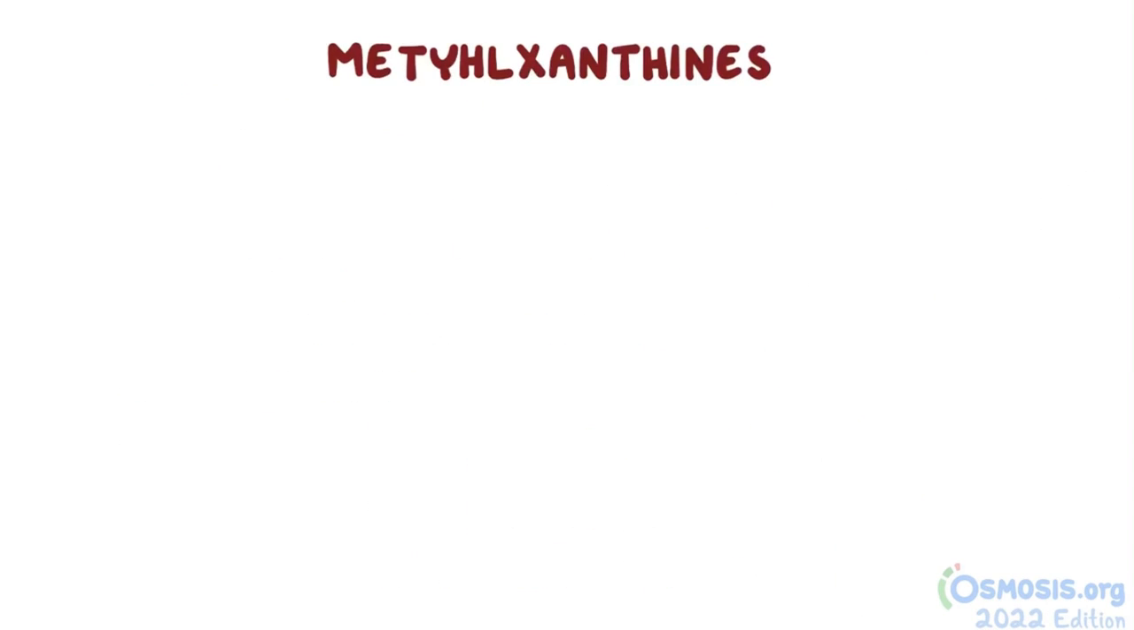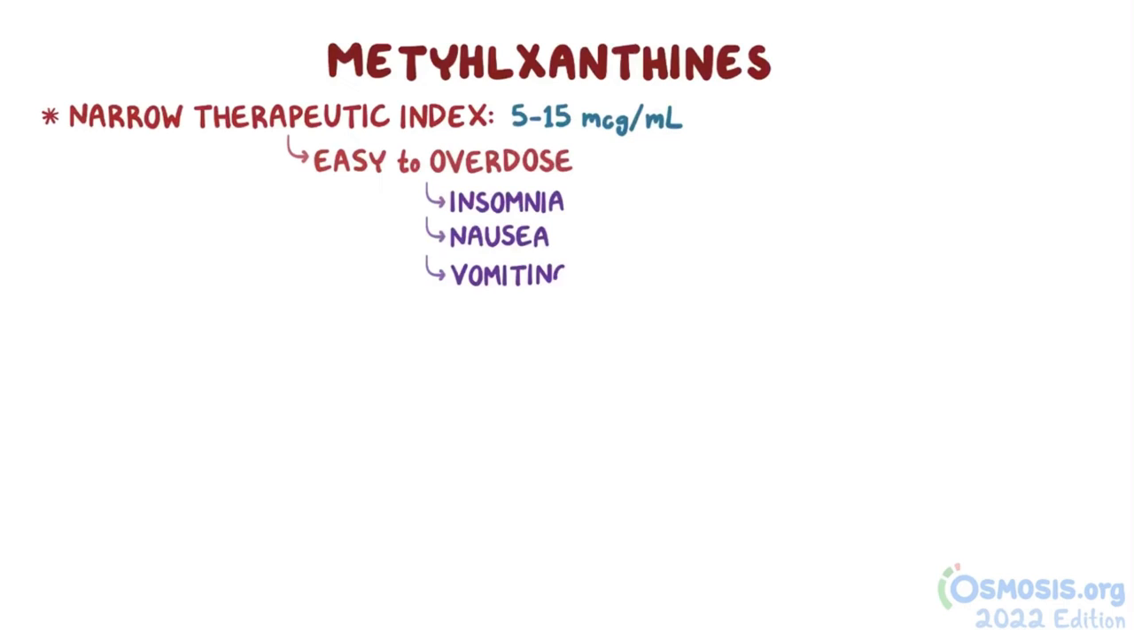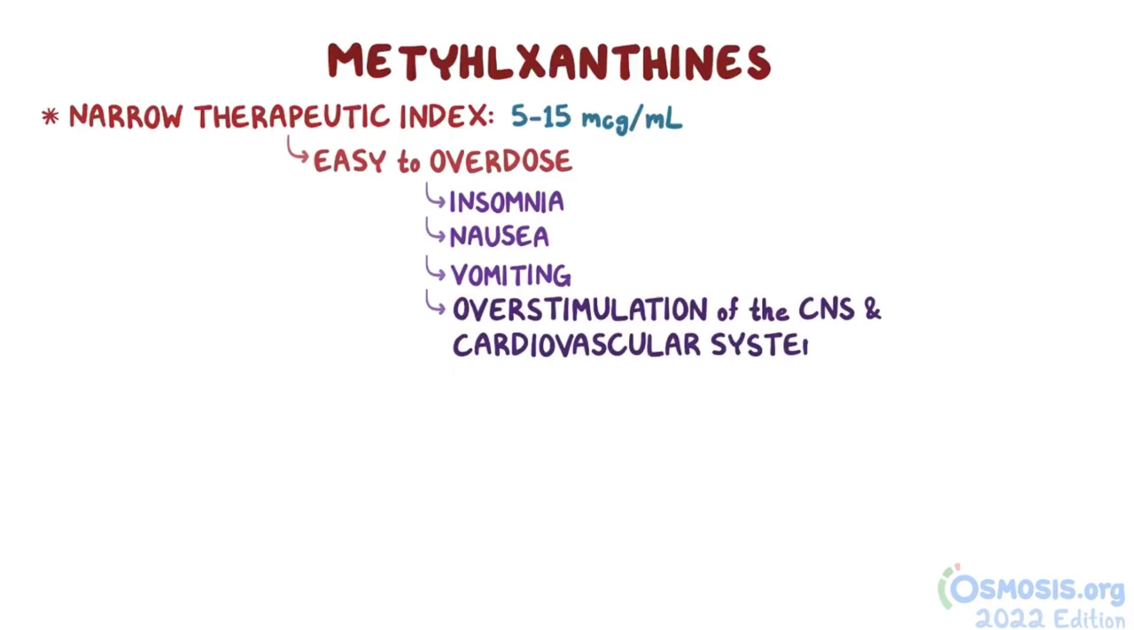However, theophylline has a very narrow therapeutic index of 5 to 15 micrograms per milliliter, so it's very easy to overdose. This could cause insomnia, nausea, and vomiting, but the most dangerous side effects include overstimulation of the central nervous system and cardiovascular system, leading to seizure and arrhythmia.